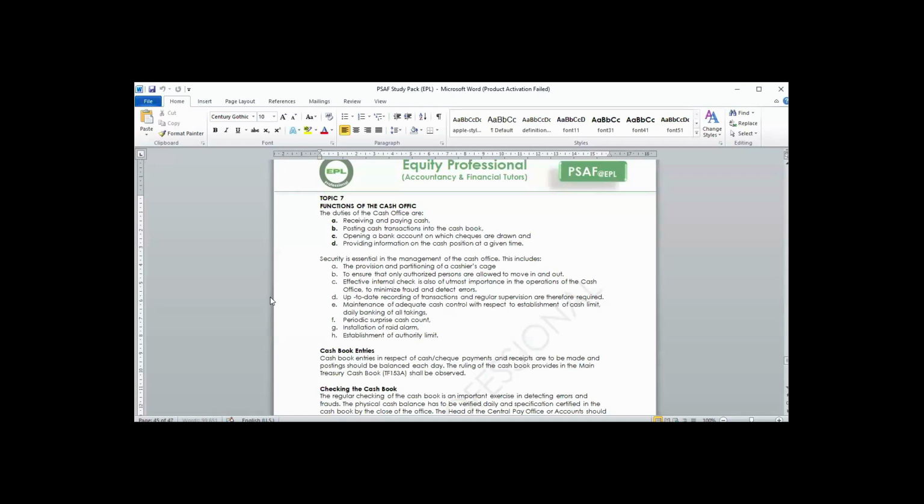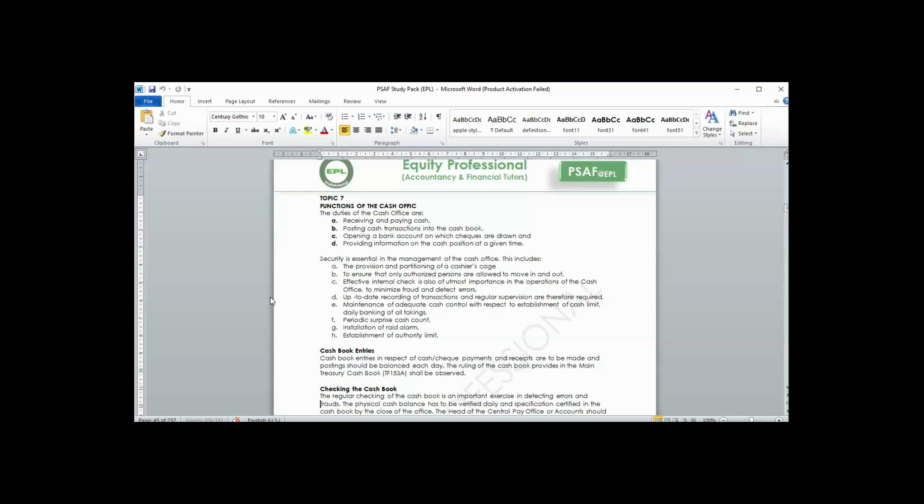When we hear the word cash office, it is an office put in place in an organization for cash transaction purposes. Their duty is to receive and make payment of cash. That is their primary objective, to receive cash and also to make payments.